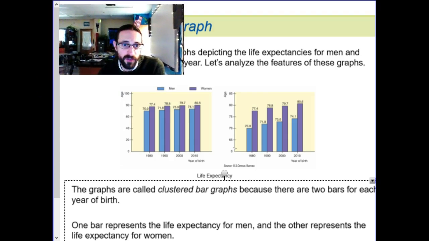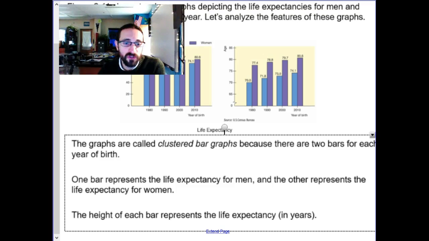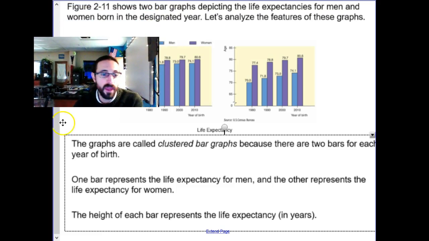I realize I'm just off the page. That's all right. You don't need to see me. But this is a much more telling picture because everything is also to scale, but you can more easily see the difference in life expectancy between men and women. So what's the point here? These are called cluster bar graphs because there's 2 bars for each year of birth, right? And I think I've already talked about that.